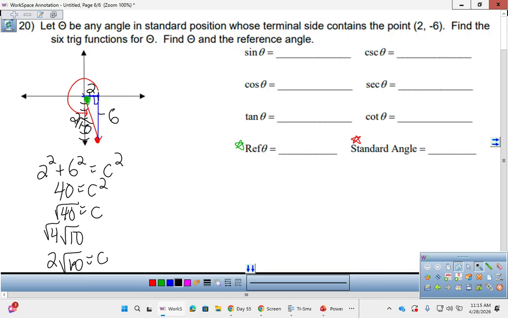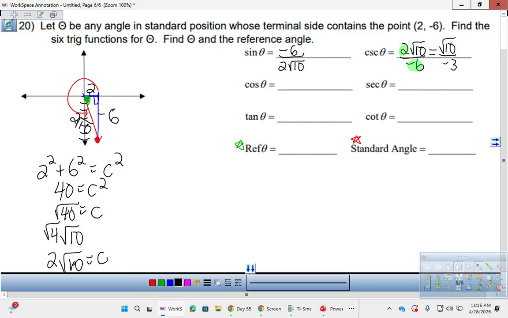Pythagorean theorem. We okay with that? All right, so now we're going to do SOHCAHTOA. Sine is opposite over hypotenuse. Opposite of the green angle is -6. Hypotenuse is 2 root 10. And then cosecant I'm going to flip that: 2 root 10 over -6. You can reduce this to 1/3. So like, I'm just reducing the fraction there.